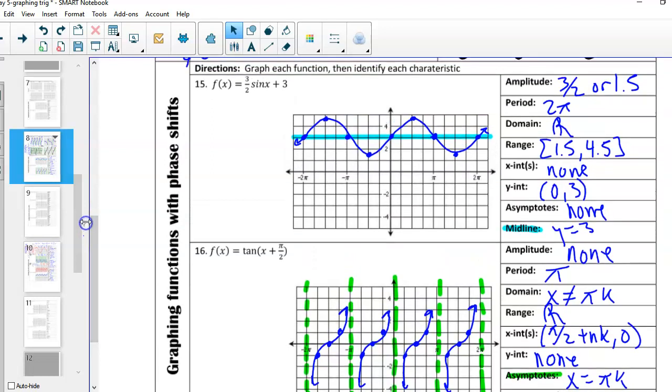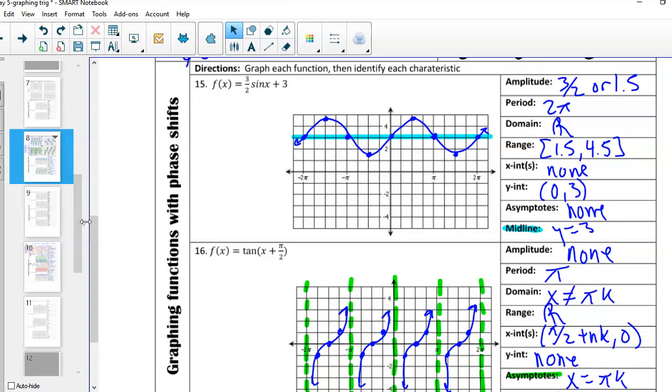For 15, without the table, the original is -1 to 1. Multiply first, so 1.5, -1.5 to 1.5. Add 3 to both of those. 1.5 to 4.5. So we do that in our head for the test, or you could do the table, or you could do it in your head.